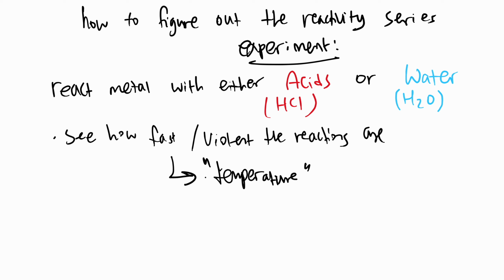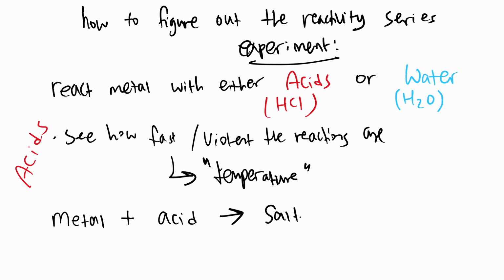So let's take an example. Now let's make a general example first. We will take the metal. This is for the one with acids, by the way. So for acids, metal plus the acid, that's going to form a salt. This is something you just have to know. When a metal reacts with an acid, it always forms a salt and it produces hydrogen gas.